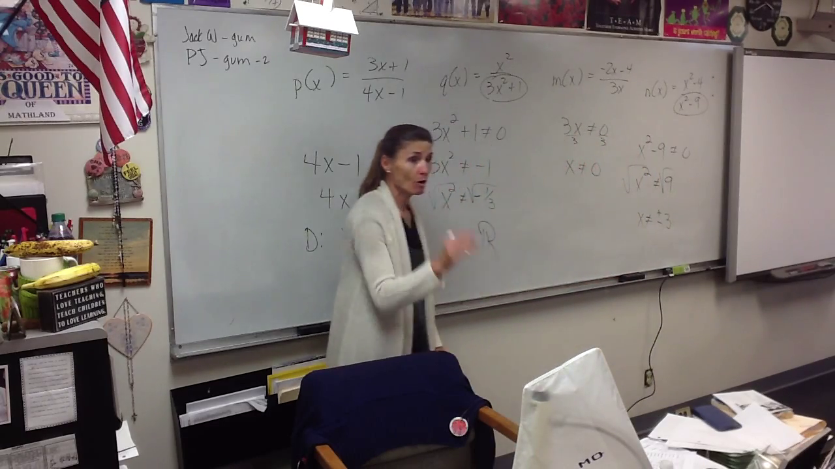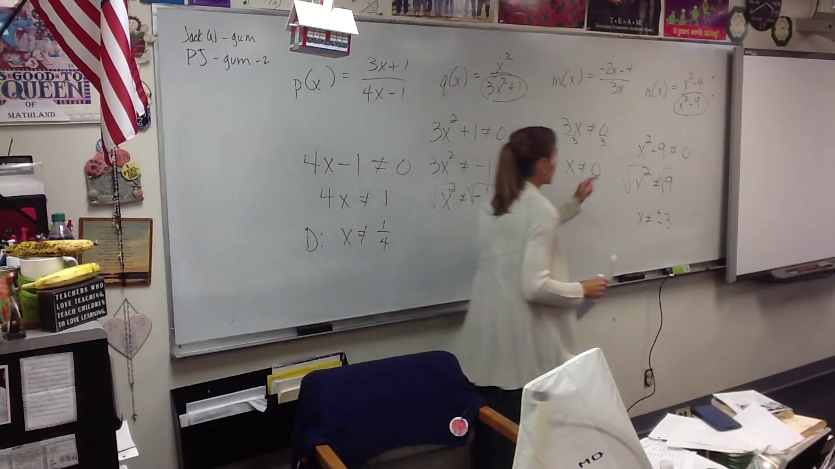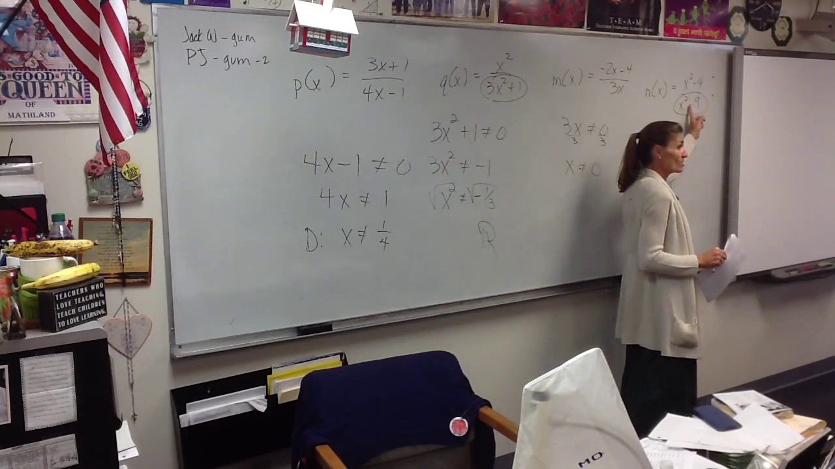So this time there are two things X can't be: 3 or negative 3. Does that make sense to you in terms of the original problem?